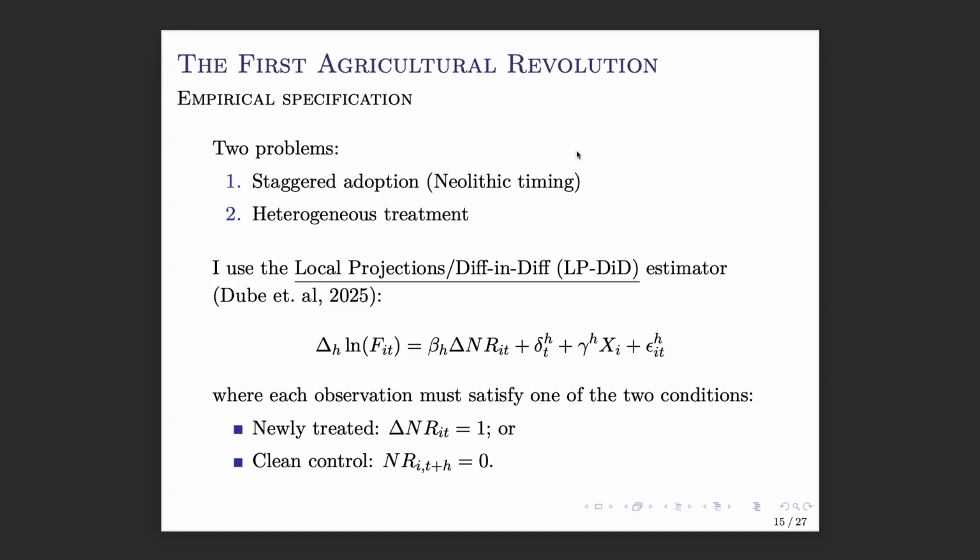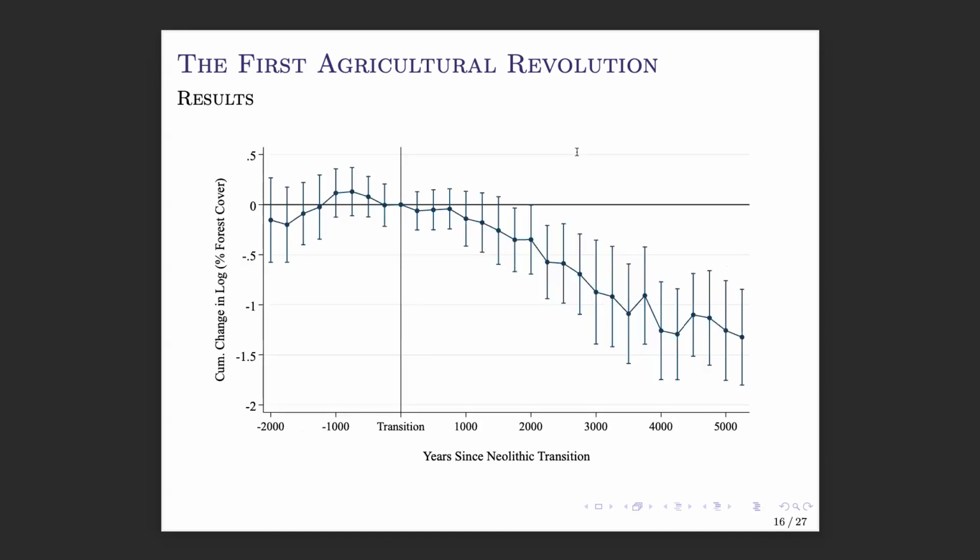What's nice about this, just as a plug, is that this is a relatively simple estimating equation that solves many of the problems that have plagued the diff-in-diff literature historically. If you're plugged in on this, there's been a proliferation of papers that have tried to solve these issues of staggered adoption and heterogeneous treatment. This approach is dealing with all those things very concisely, which is nice. So what do I get when I do this? I get the picture you're seeing here.